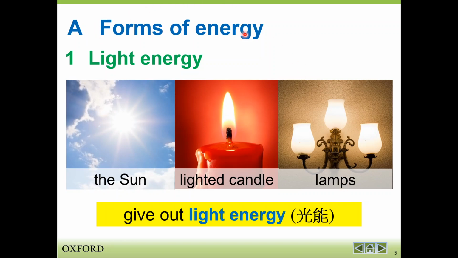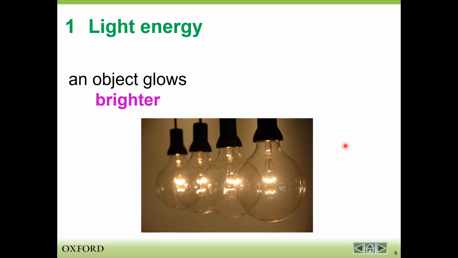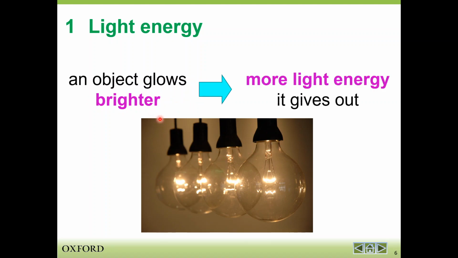We will talk about 7 forms of energy. The first form is light energy. You will see 3 examples here: the sun, a candle, and a lamp. All 3 give out light energy. When an object glows brighter, for example the light bulb, more light energy is given out.